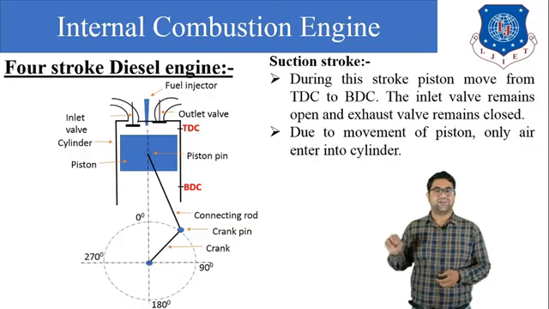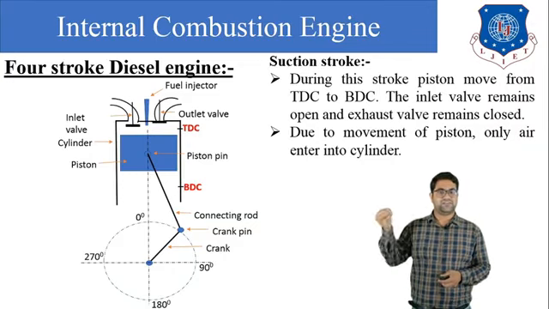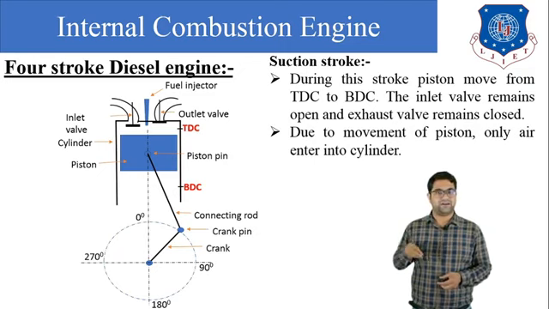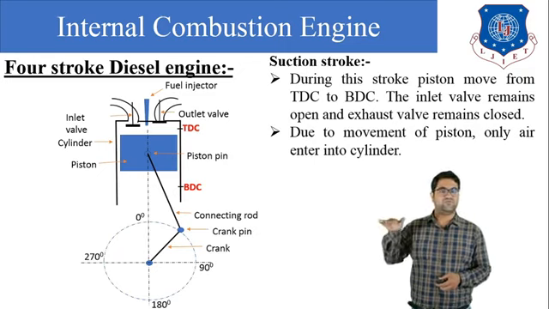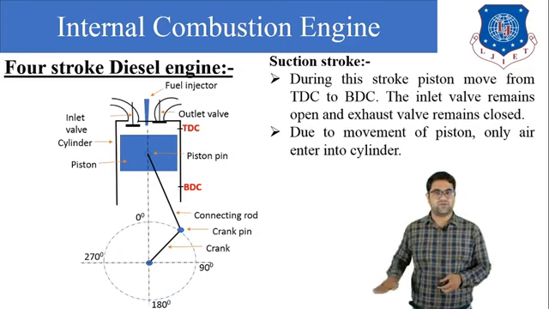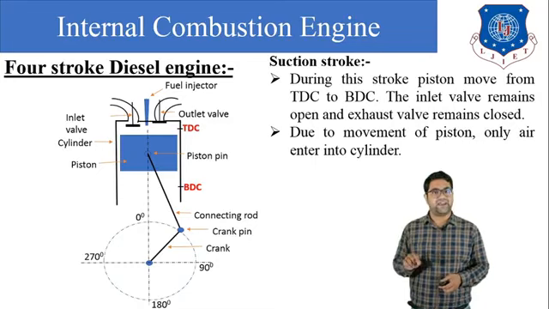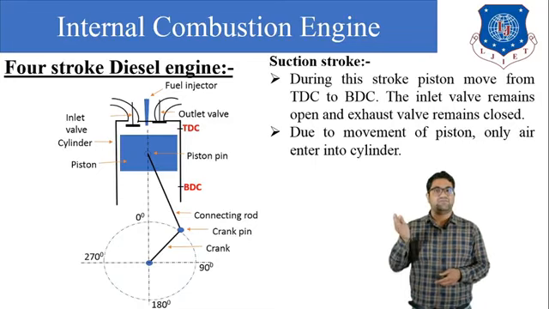So you have to write 3 processes in the suction stroke. The fresh air comes into the cylinder via the inlet valve. The piston moves from top dead center to the bottom dead center, and the crank rotates from 0 degrees to 180 degrees. So these are the 3 processes that occur.